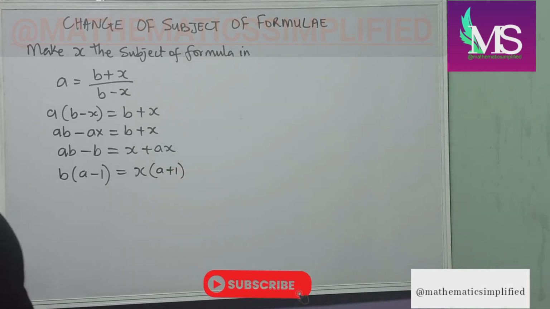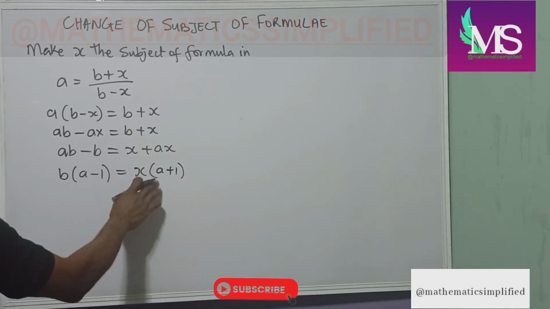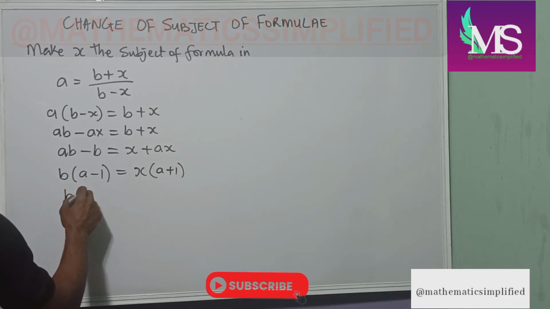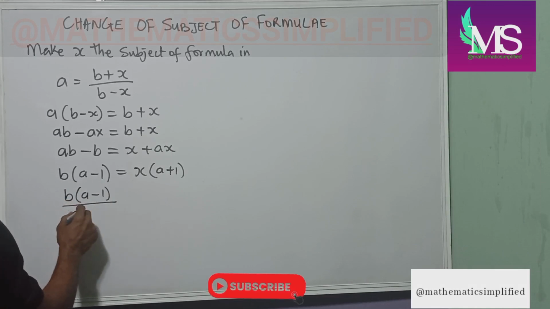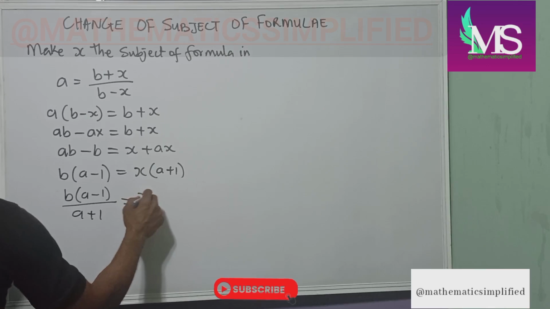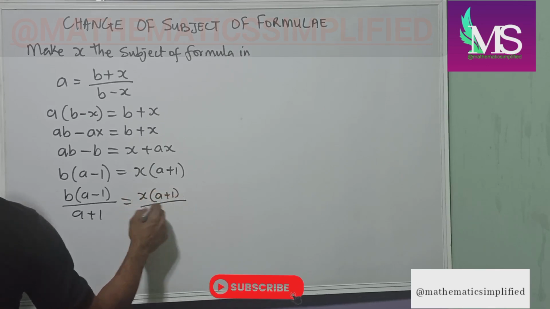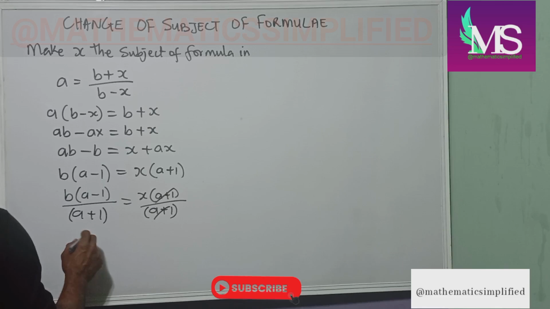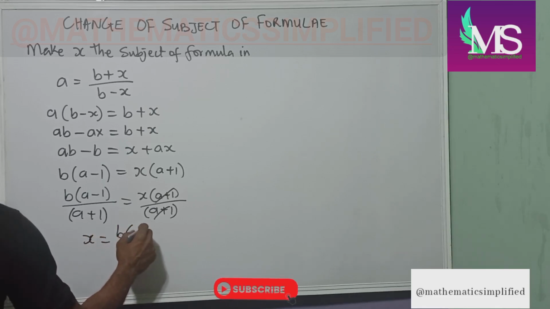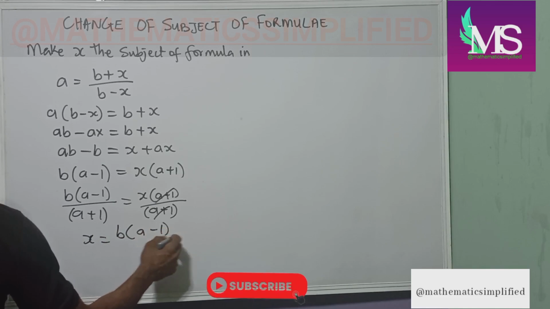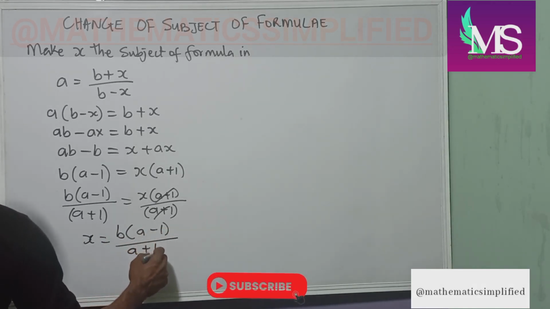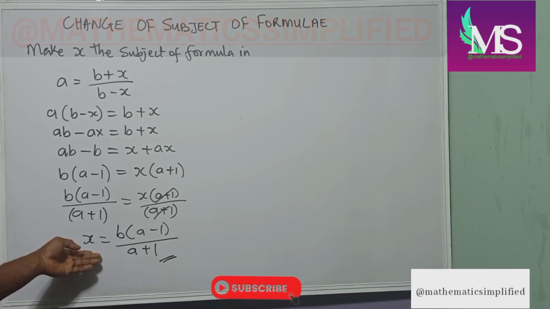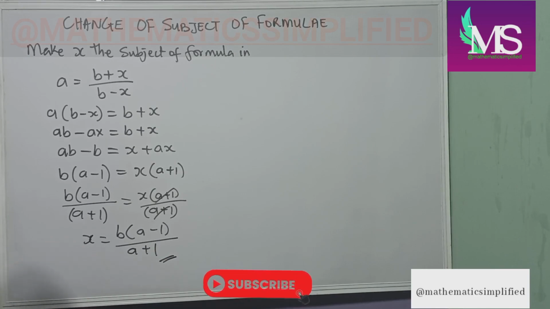Okay, now from here, we will now do what? Divide both sides by a plus 1. So this becomes b bracket a minus 1 all over a plus 1 equals x bracket a plus 1 all over a plus 1. So this cancels this. So our x will now be b bracket a minus 1 all over a plus 1 as our answer. Now with this, we've made x the subject of formula.